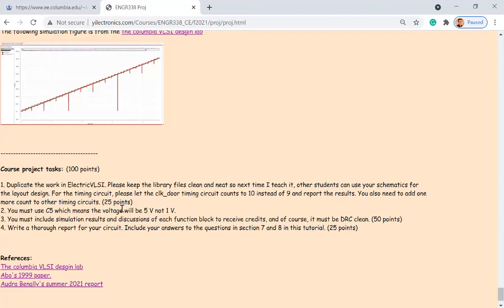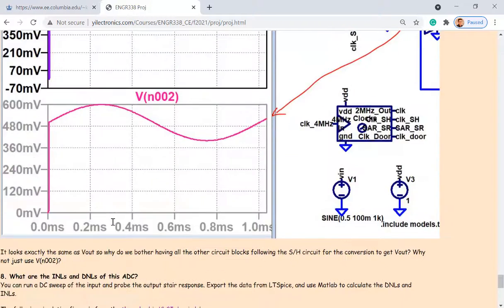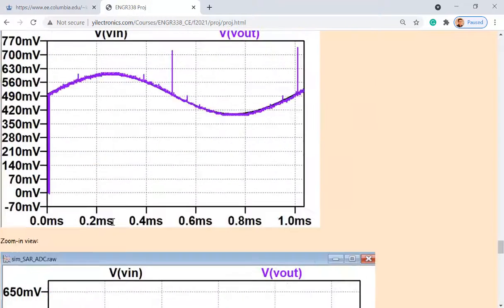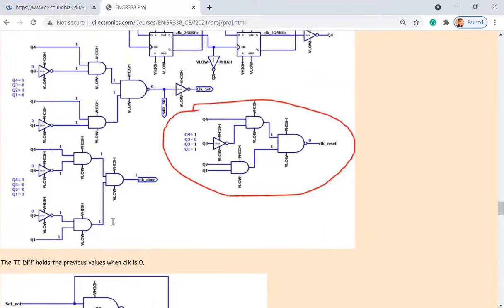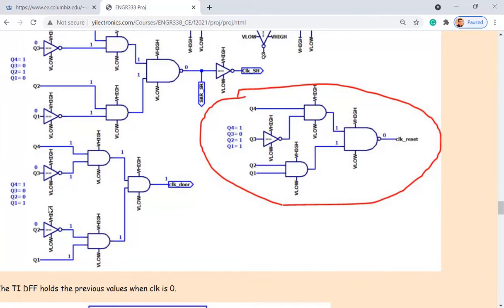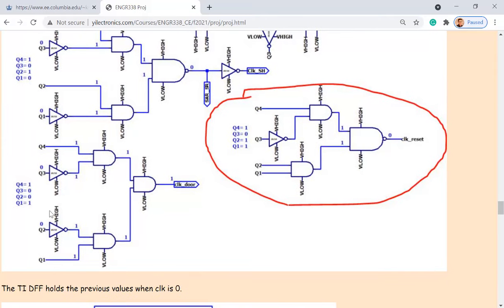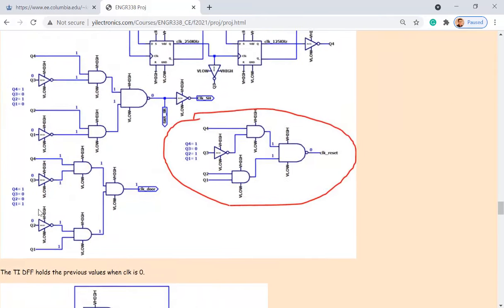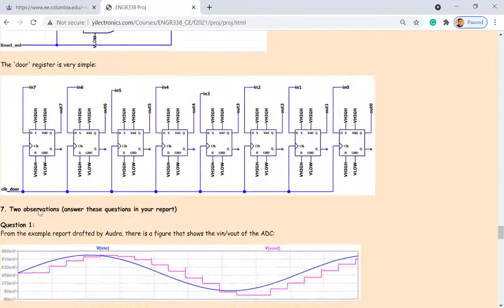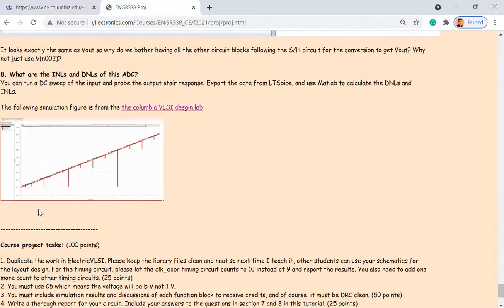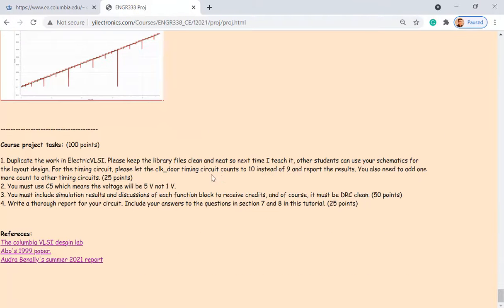And also, because we talked about that on Wednesday regarding the timing circuit, I think this should be 10, right? Not 9. Please try it and let me know. Let's show the results in your report. So use 10 instead of 9.